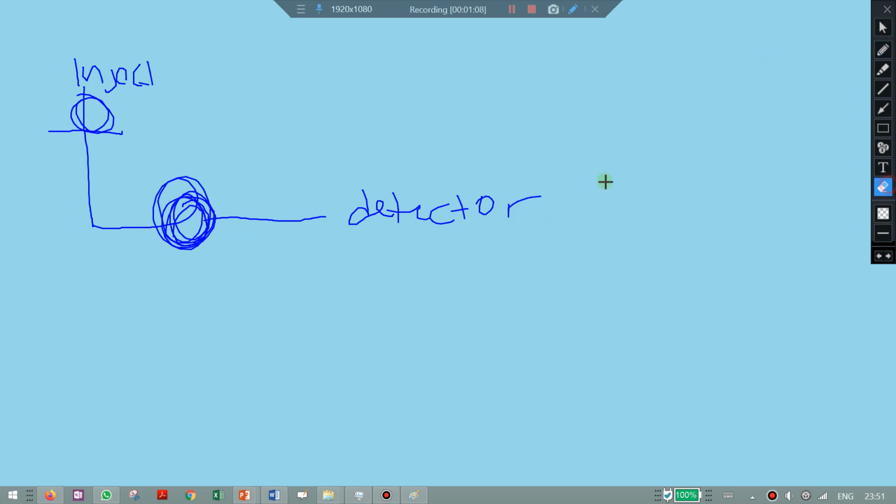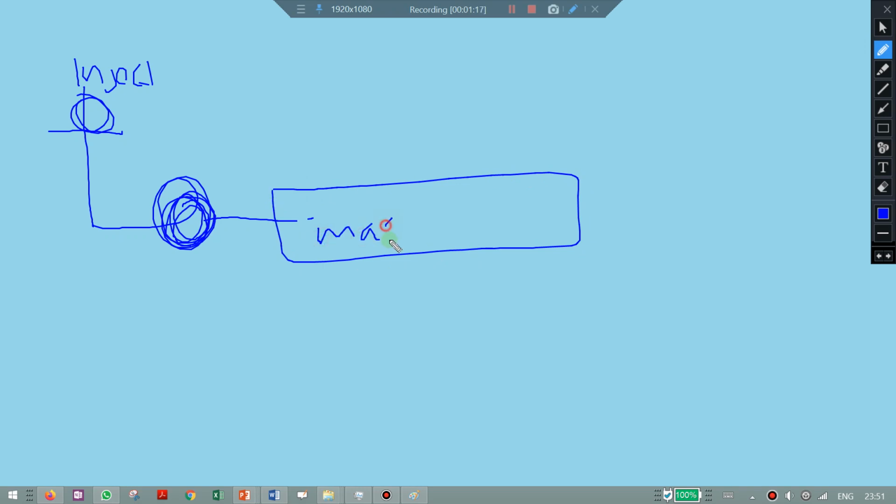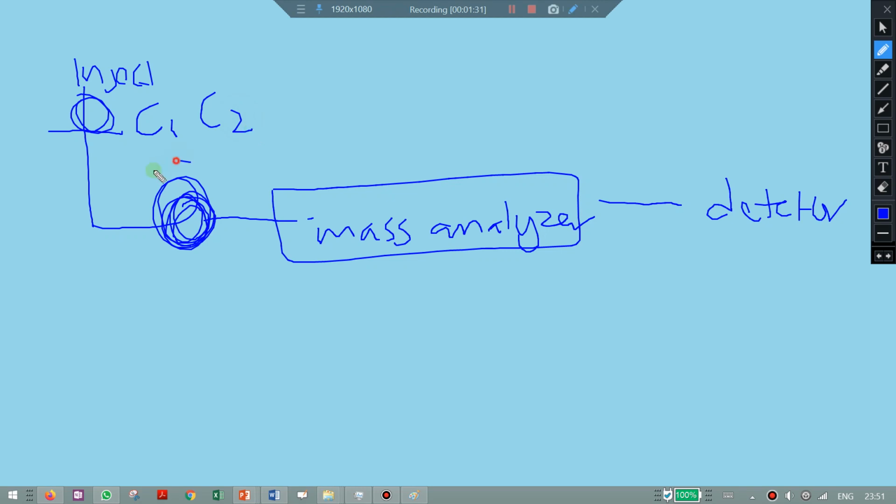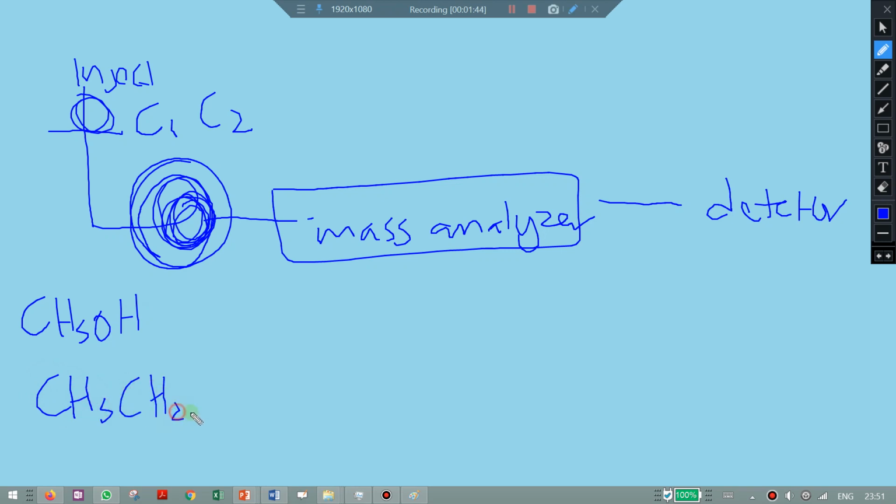But let's say you have a mass analyzer over here, then you have your detector. What happened then, for example, you have compound 1, you have compound 2, it will somehow be separated inside here. Let's say you have CH3OH, and then you have CH3CH2OH. Here is compound 1, here is your compound 2.